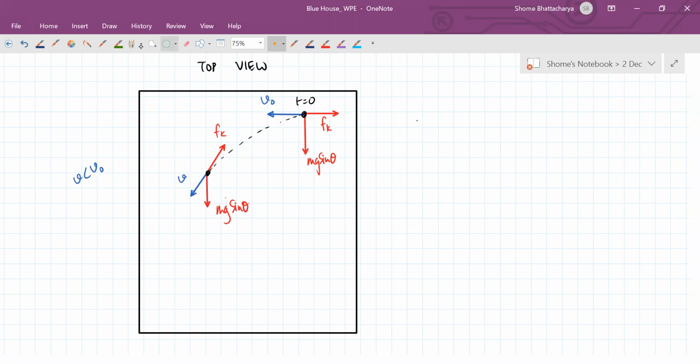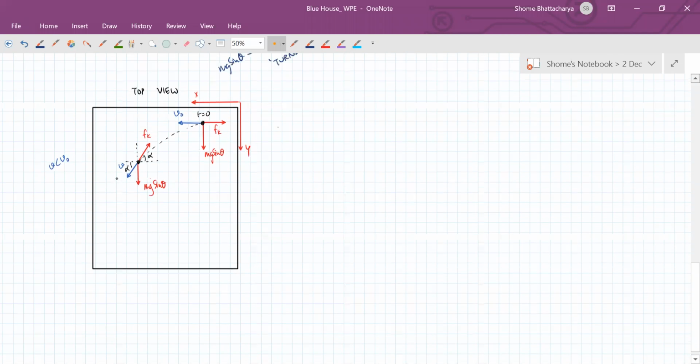So mg sine theta is like this, okay. And remember our coordinate frame is like this. This is our x-axis and this is our y-axis. So when we are seeing the top view, this is our system of axis. Okay. So in this diagram, let us take some unknown angle. Since theta is already used, let's take this angle as alpha. So alpha is the angle by which the velocity vector has turned.